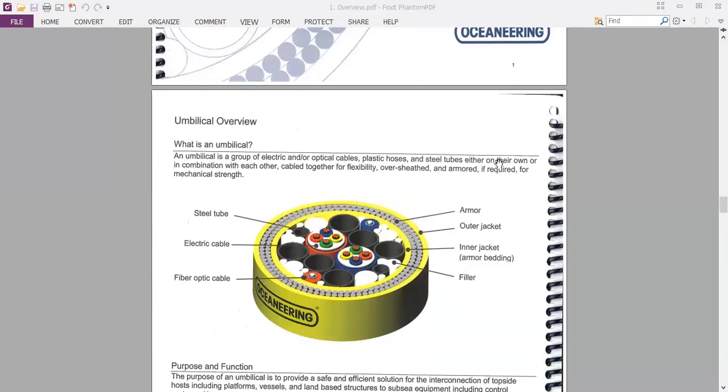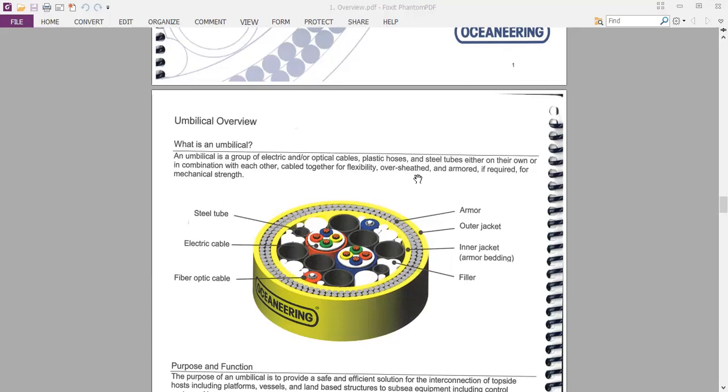So umbilicals are simply a group of electrical and/or optical cables, plastic hoses, steel tube, which can be either on their own or in combination with each other, and cables together for flexibility, using oversheets and armor where required for mechanical strength, for the sole purpose of transmitting electrical, hydraulic, and signals, and also receiving the same topside.